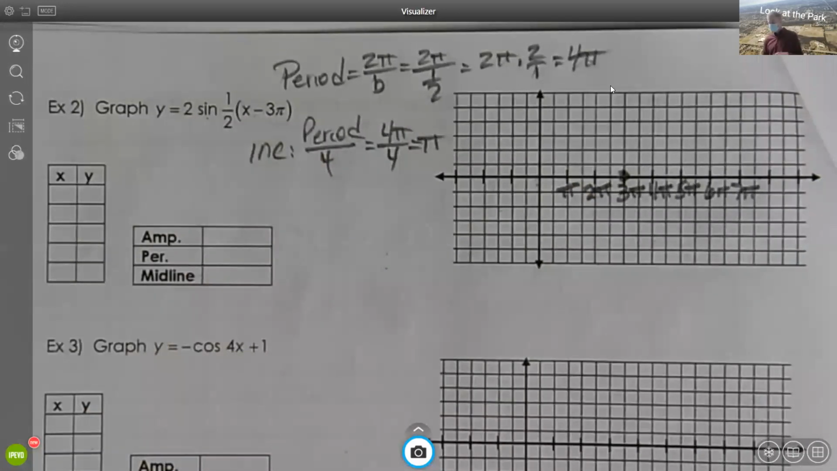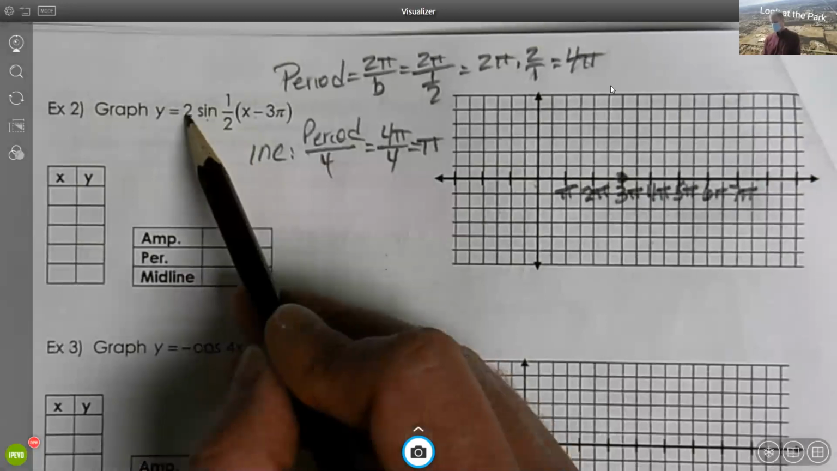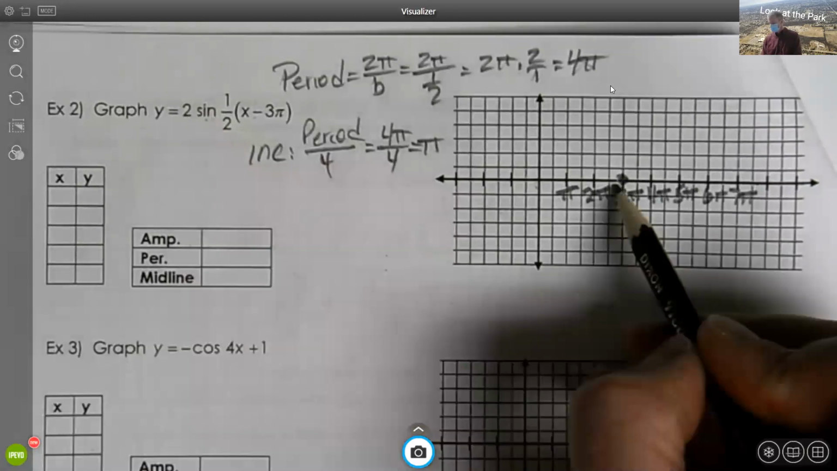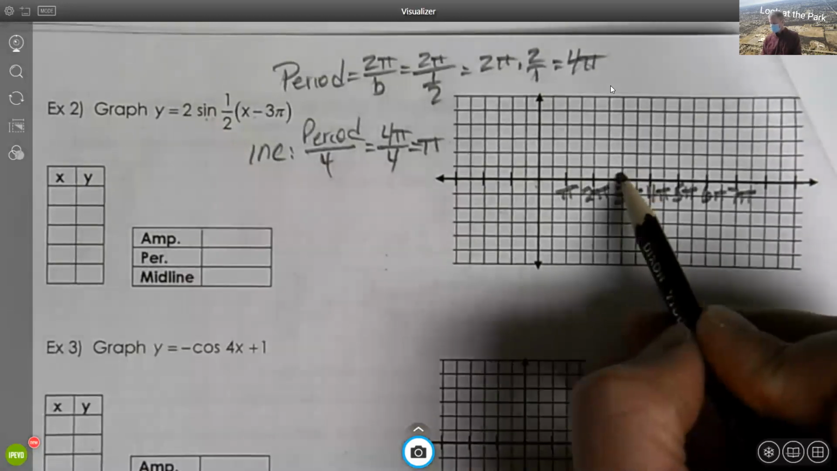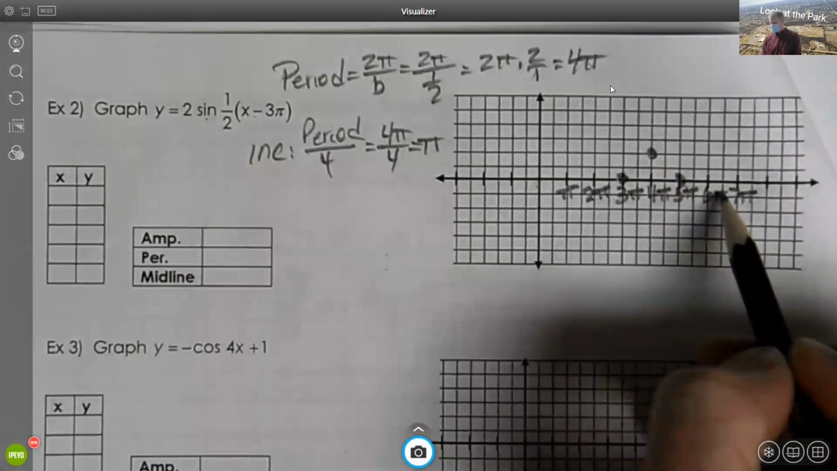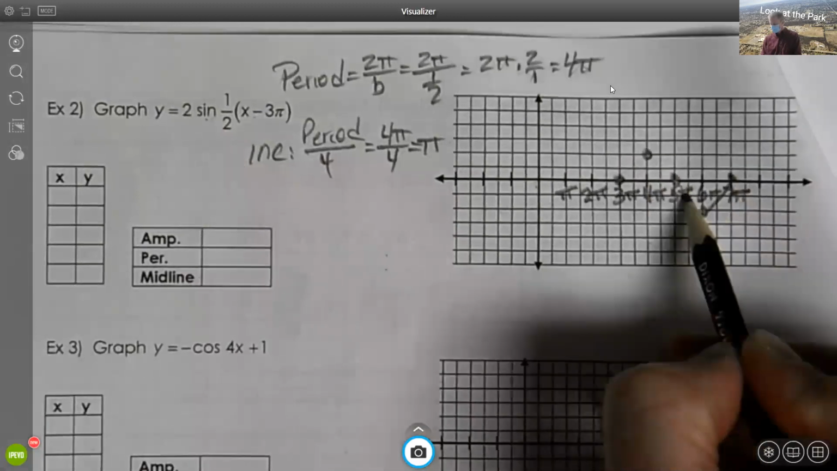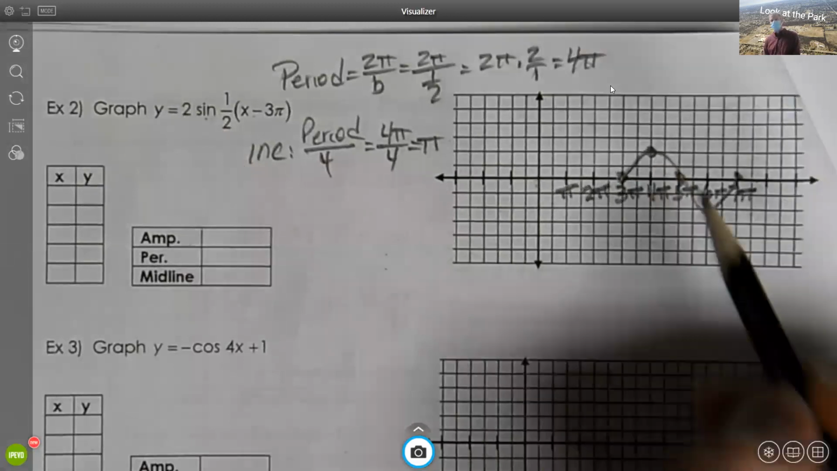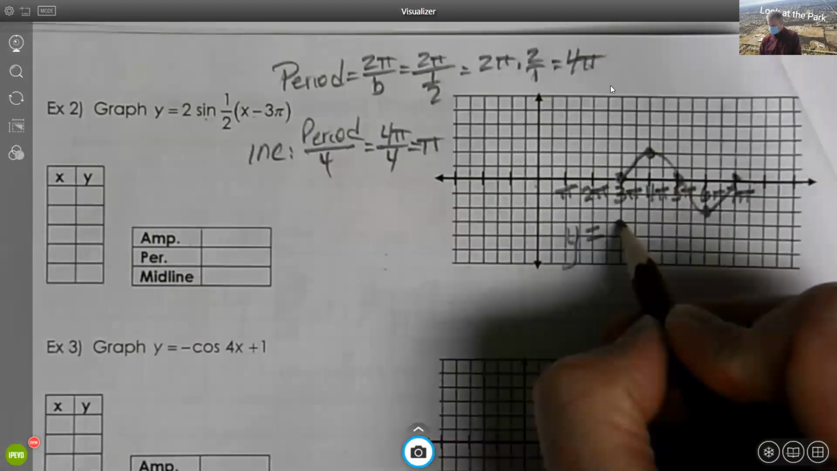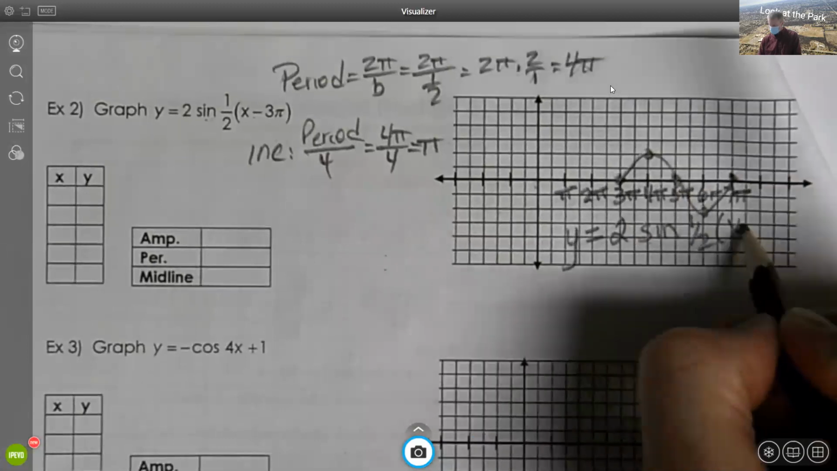Now we're going to do our normal sine graph that is stretched by 2. There is no reflection. It doesn't go upside down. It's just a stretch of 2. So instead of going up 1, we're going to go up 2. Back to 0, go down 2, and back to 0. There's our sine graph. So y equals 2 times sine of 1/2 x minus 3 pi.